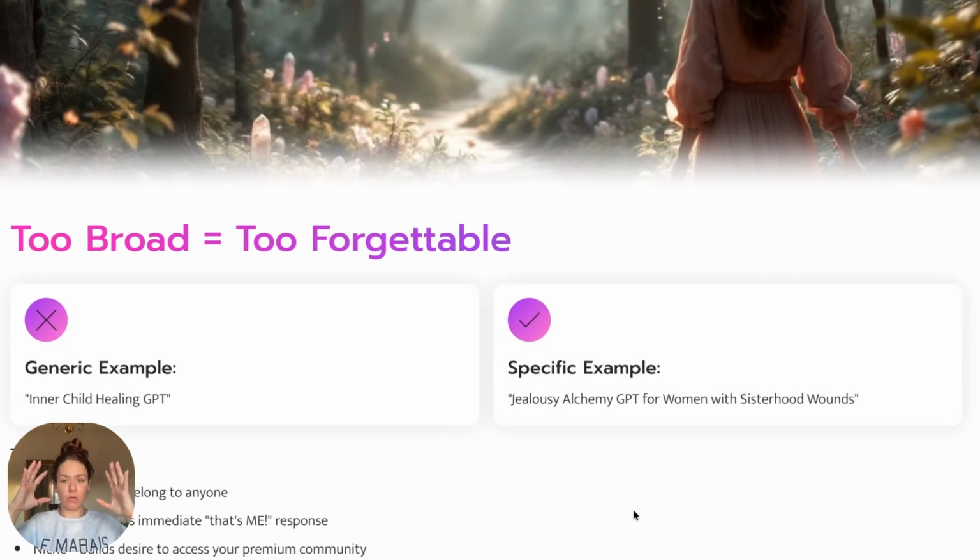The issue is, we don't want to just create some generic GPT like inner child healing or astrology or shadow work, because anybody could make that. We want, and this is true no matter what kind of offer or lead magnet you create, to solve one specific bleeding neck problem entirely. Not a bunch of different problems, but one problem. Generic could belong to anybody. Specific creates that immediate "that's me" response.